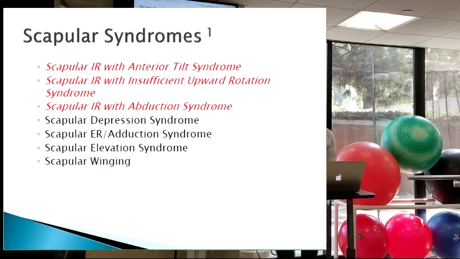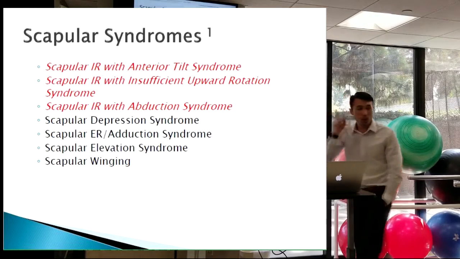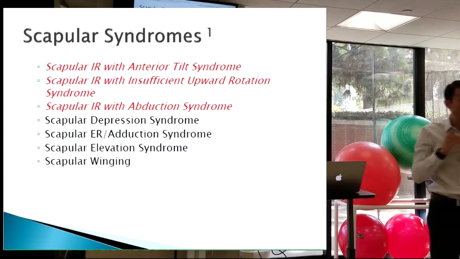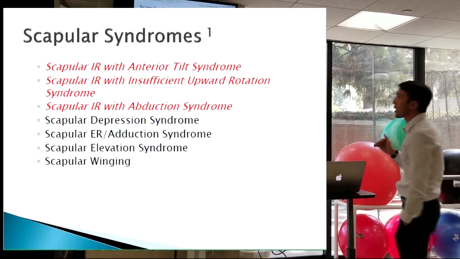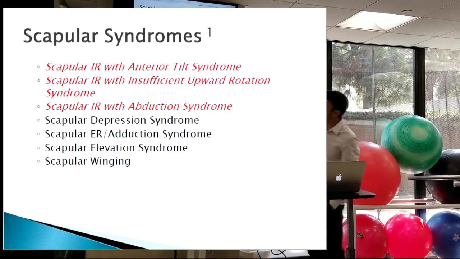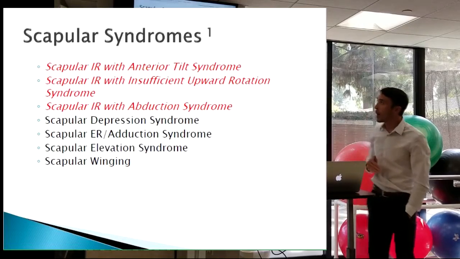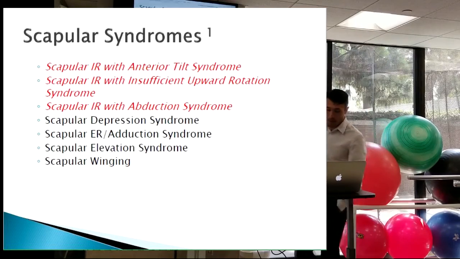So the red ones correlate to the black ones? Like the red ones and the second and the first? Great question. The red ones are just the more common diagnoses you'll see. Most people who come in will tend to have those three syndromes. The other ones are less common, but they are still there.